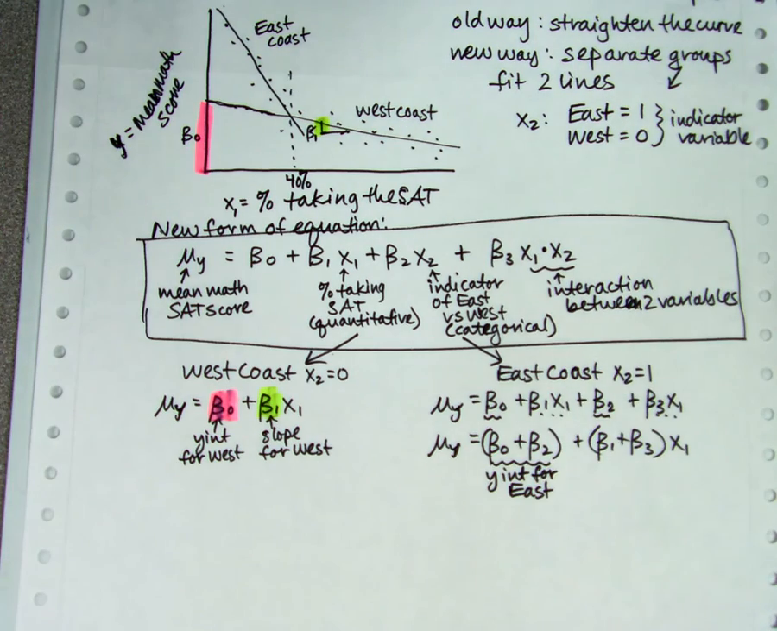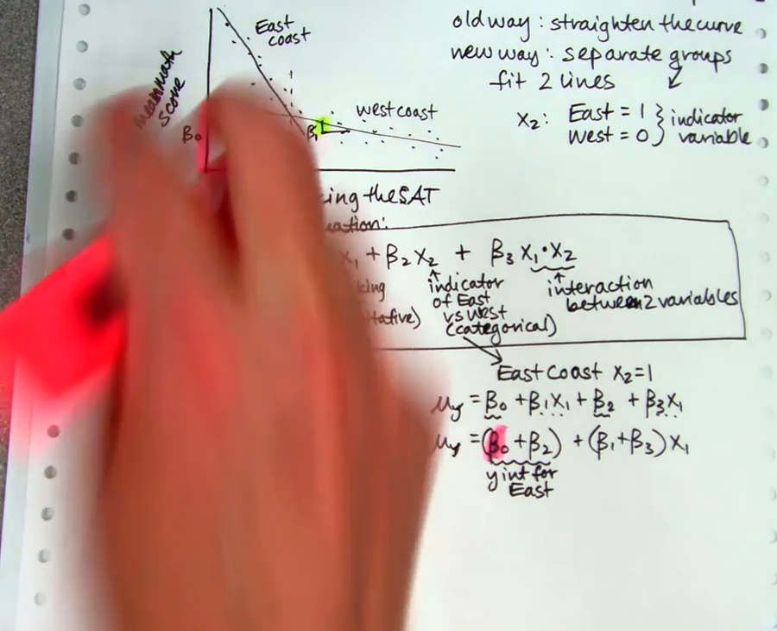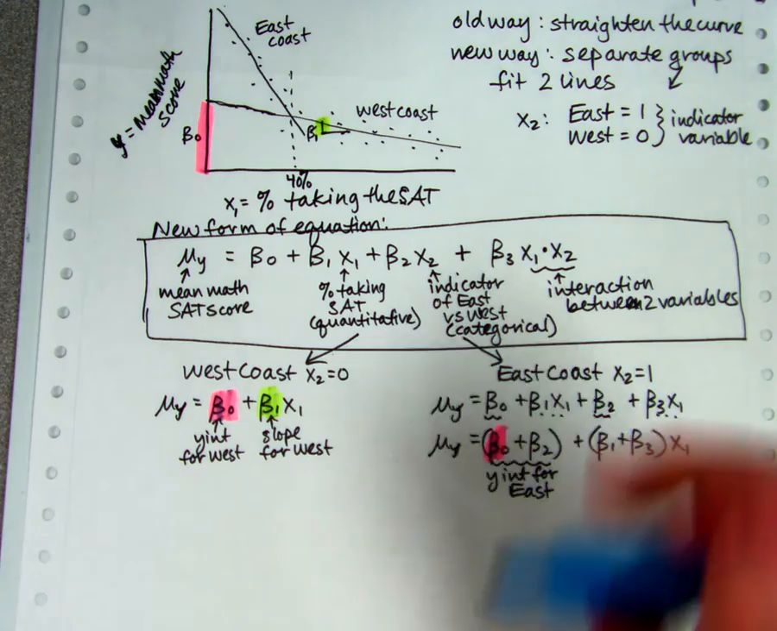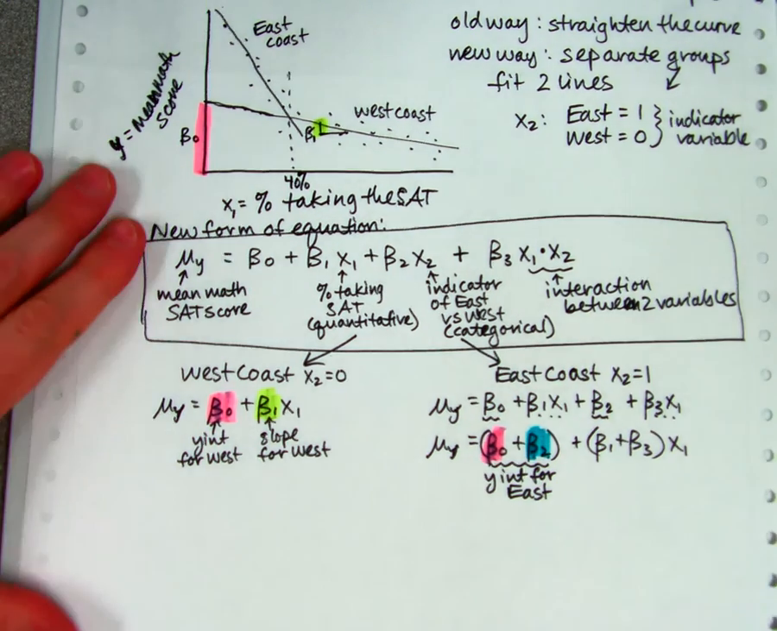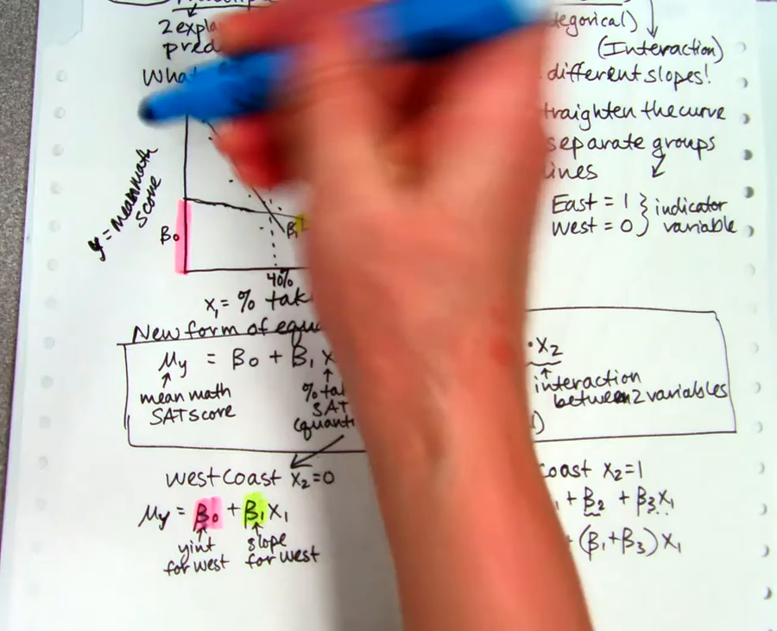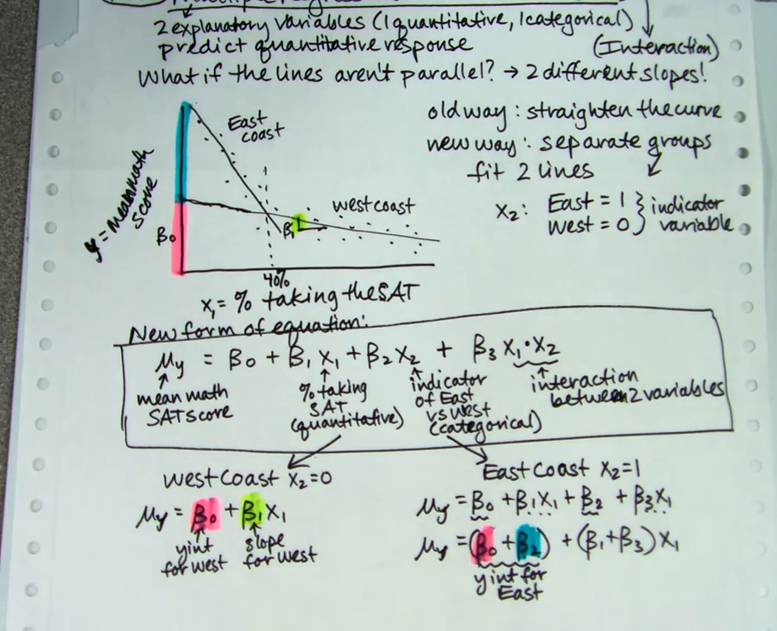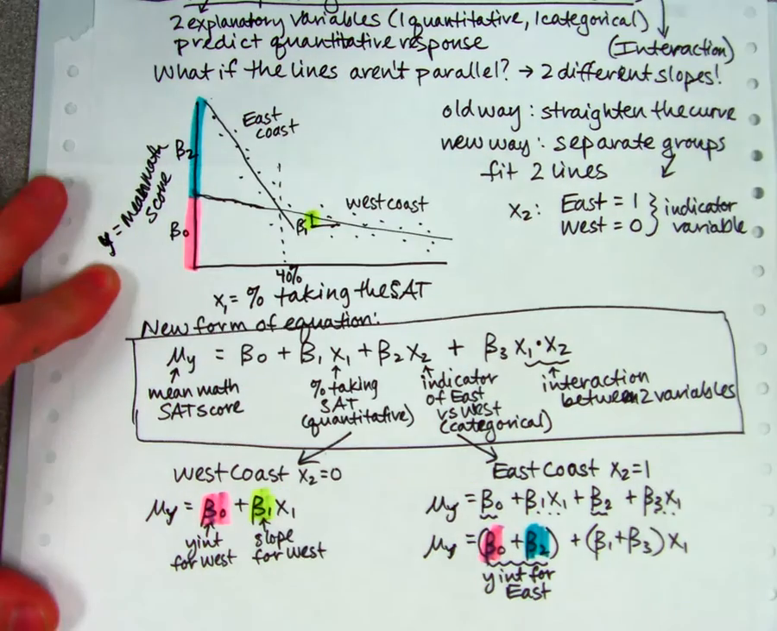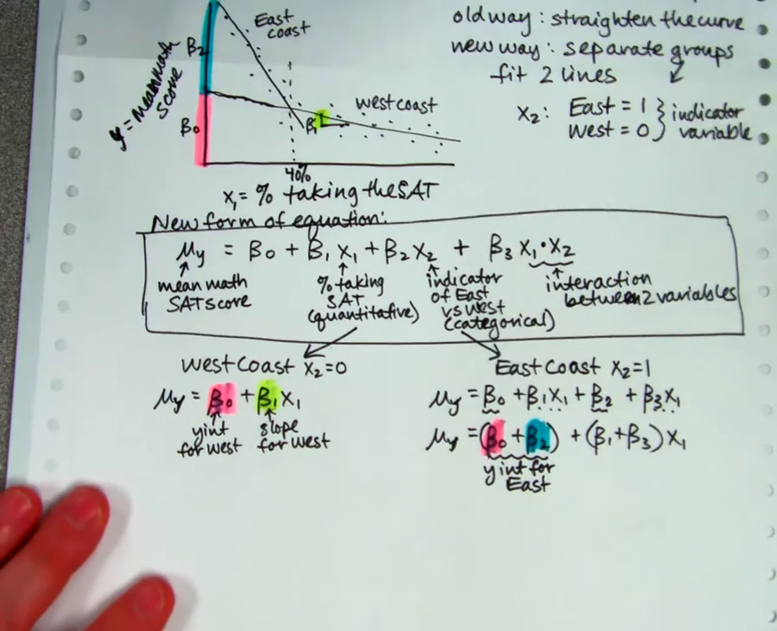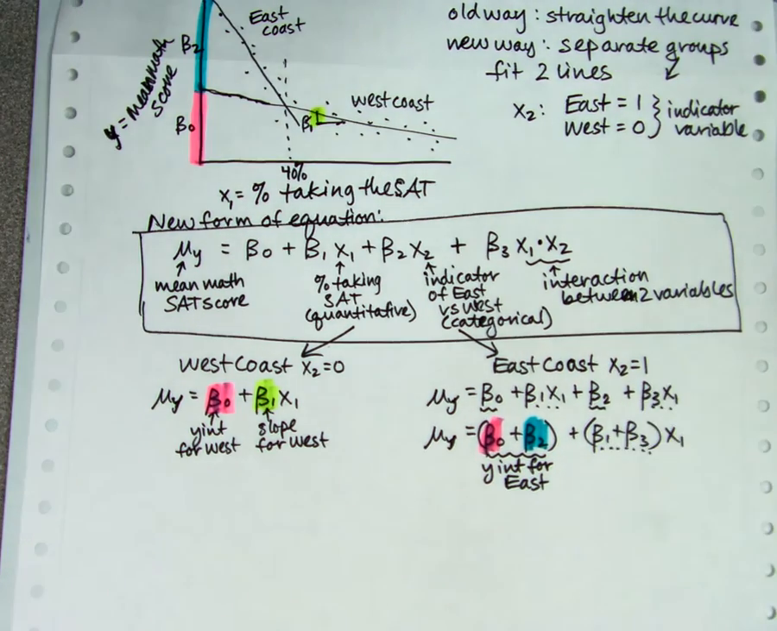What does it look like on the graph? Well, we have beta 0, which we already labeled. We have beta 2, which is the extra piece added on for the y-intercept of the East Coast schools. That's this piece right here. When you add them together, you get the y-intercept for the East Coast. So beta 0 and beta 2 added together make the y-intercept for the East Coast. Okay, then let's look at this piece. Beta 1 plus beta 3. That's the slope for the East Coast.